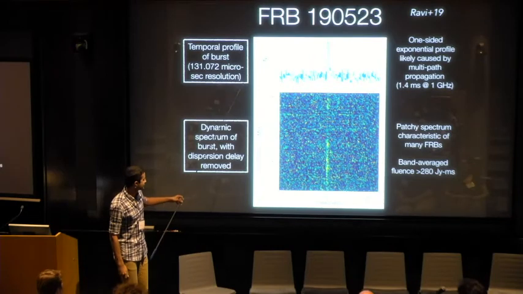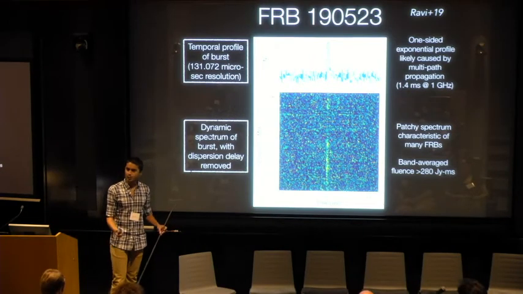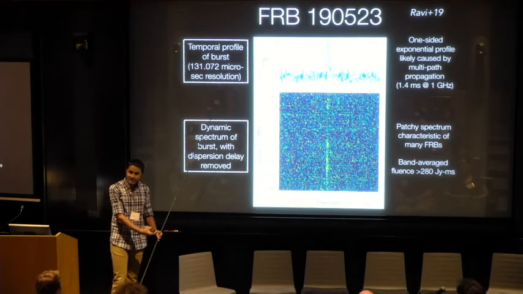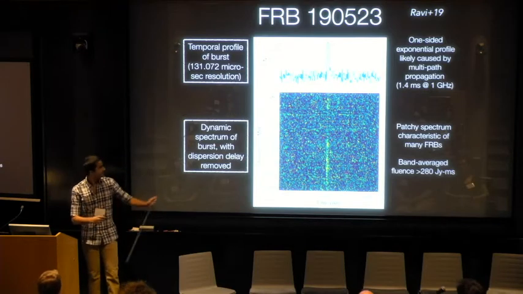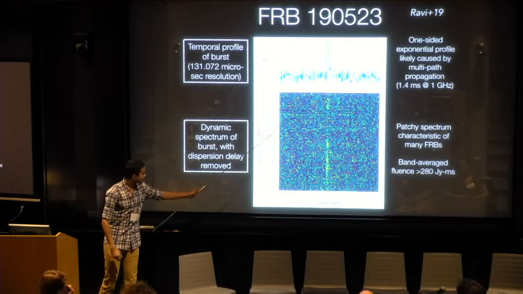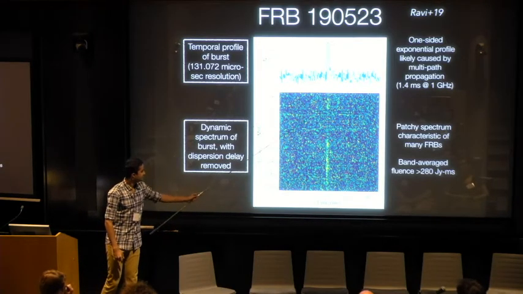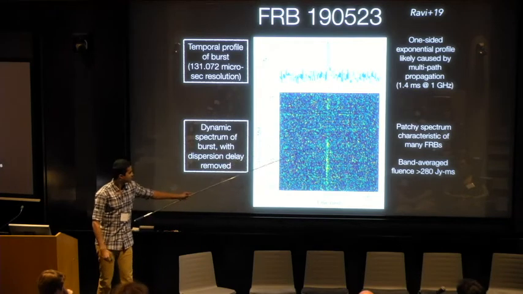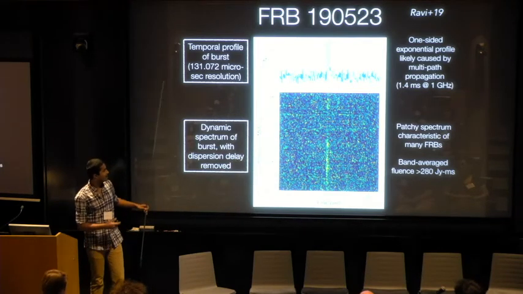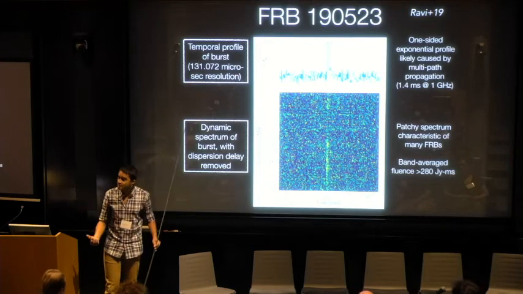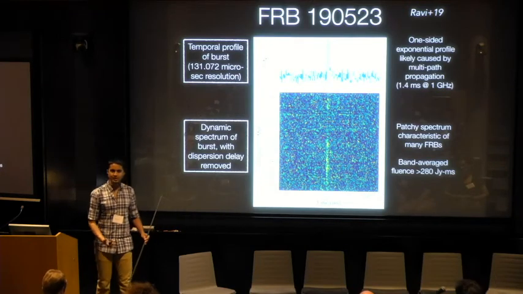And the pulse, of course, was rather bright, somewhat over 280 Jansky milliseconds. The spectrum shows a rather characteristic patchy nature with perhaps a bit of emission up there and some patches down here too. And we saw a bit of scattering, about 1.4 milliseconds worth at a gigahertz.